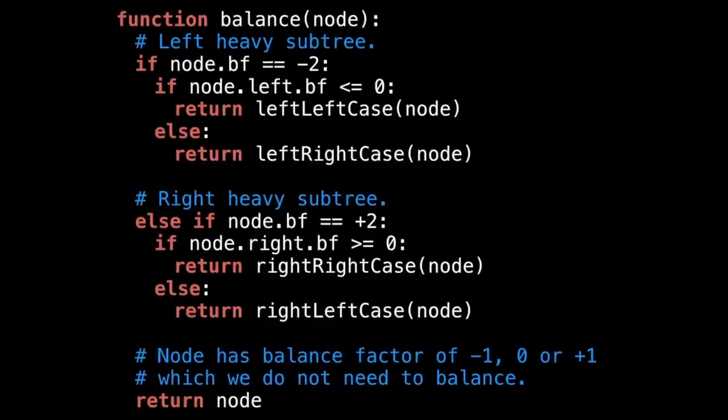If the balance factor is -2, then we know that the node is left heavy. Then we dig further into the left subtree to determine if we're dealing with a left-left case or a left-right case. We do a similar thing if the balance factor is +2, except we're dealing with the right-right or the right-left case. If the balance factor is not +2 or -2, then we know that the balance factor is going to be either +1, 0, or -1, and in either of those cases, we don't need to do anything.